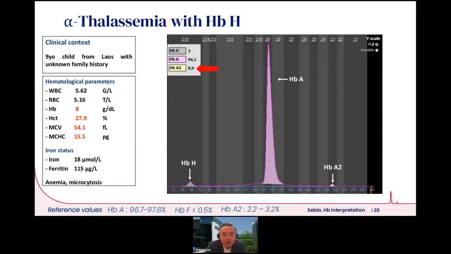So in the instance when hemoglobin H is being produced, you are able to also see it in one of the zones. So that gives us visibility to the alpha thalassemia. So in this instance, this patient has reduced hemoglobin, hematocrit, MCV, and also MCHC. The iron status is normal.